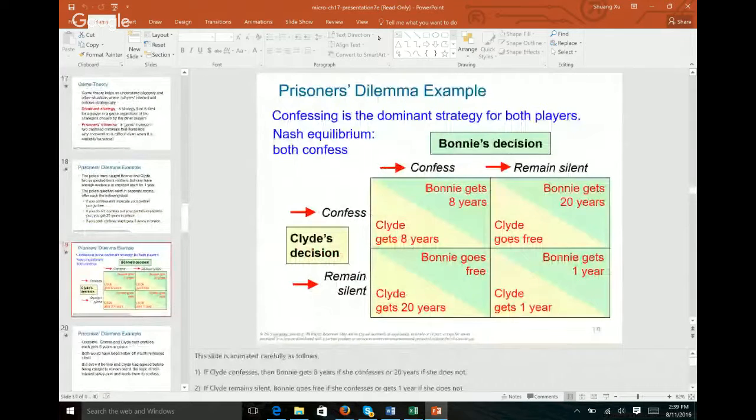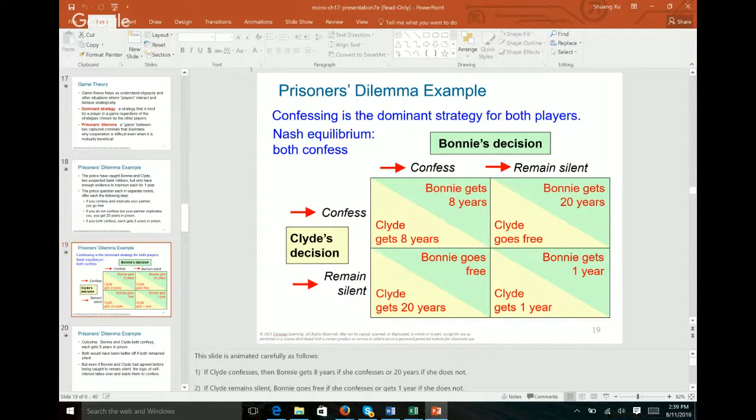Here we go. So we have two people over here, Bonnie and Clyde, and let's suppose they got caught. Then the DA offered each person a deal: if you confess, you get off easy. If you don't confess, then they're going to charge you with more years, a bigger sentence. Now, for Bonnie, if Bonnie decides to confess, so Bonnie tells everything, and Clyde also confesses, then the DA will give each person 8 years in jail.